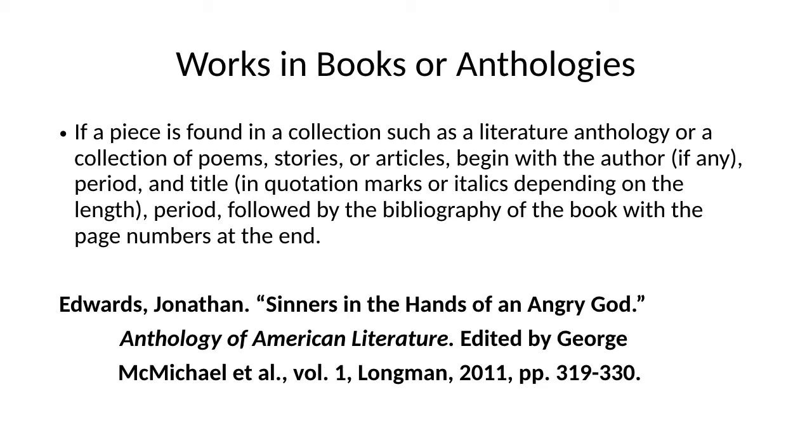Now, if a piece is found in a collection, such as a literature anthology or a collection of poems, stories, or articles, then you begin with the author, if there are any, period, and the title in quotation marks or italics, depending on the length, period, followed by the bibliography of the book with the page numbers at the end. So here is Sinners in the Hands of an Angry God by Jonathan Edwards, as it appears in the Anthology of American Literature. And so we have the author, the title. This is a shorter work. It usually runs around, depending on the print size, somewhere between 10 and 40 pages.